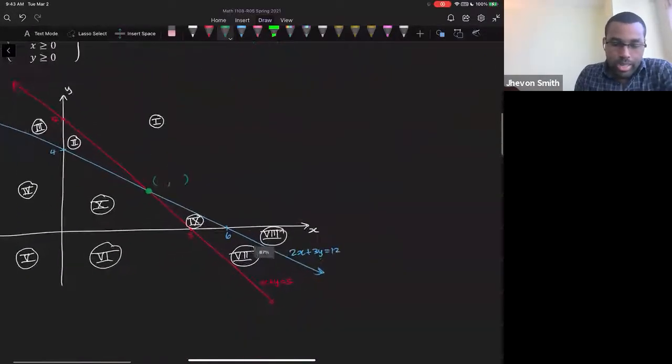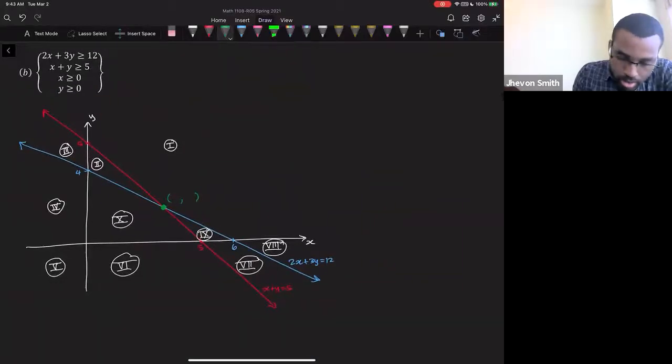Now, moving on to the next one. We know that, of course, this is 3, 2. We slightly modified the system of equations. Now it's greater than or equal to in both. What region do you think solves that?